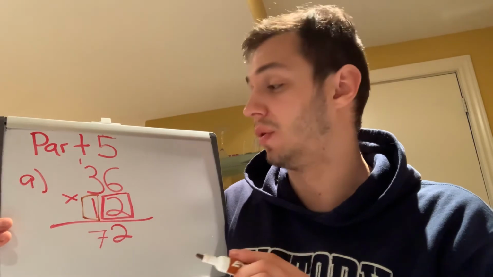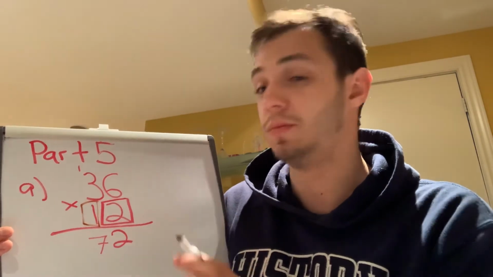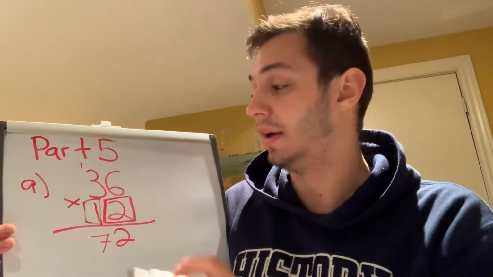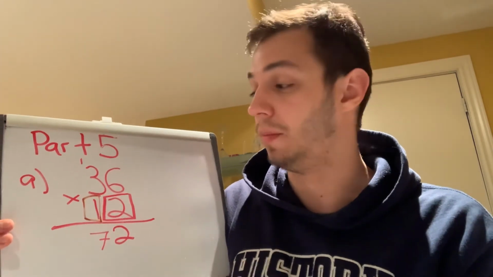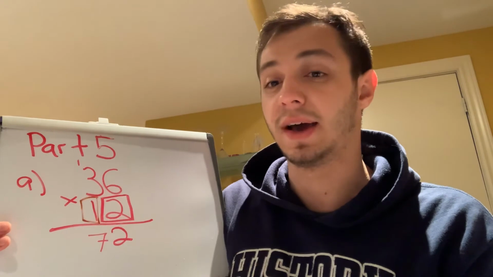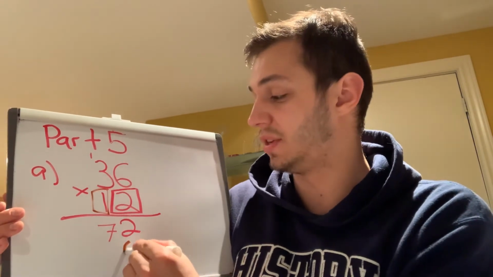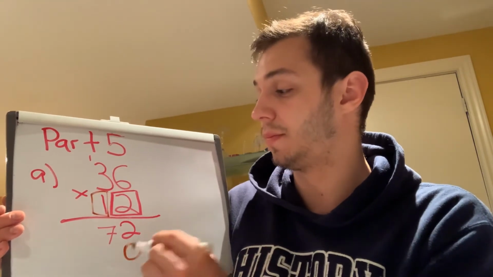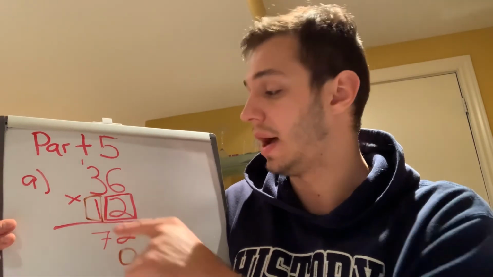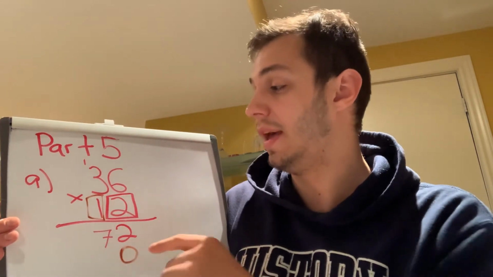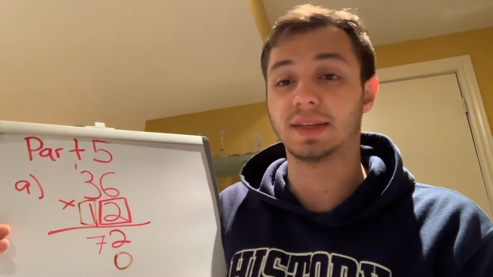But remember, this 2 was in the ones column, so I didn't need to do anything. If we look at this 1, we can see that it is in the tens column. So in order to represent that, I'm going to have to put a 0 here in the ones. So once again, since this 1 is in the tens column, I had to put a 0 down. And now I'm going to use the exact same steps.